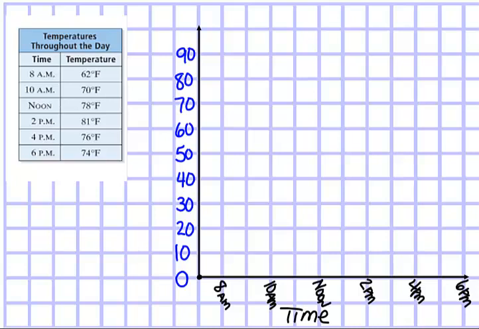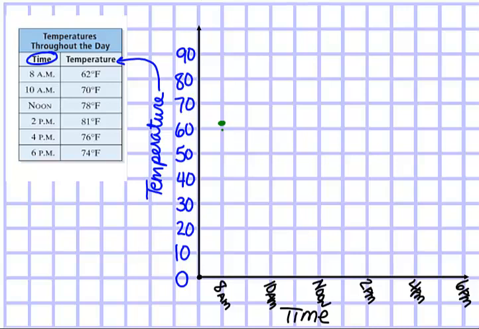Now I'm ready to plot the data. So at 8 a.m., we'll put the temperature here. The label, I forgot that. And you could put degrees Fahrenheit. I did get all my labels, though, from the chart. Alright, let's plot the temperature. At 8 a.m., it was 62 degrees.